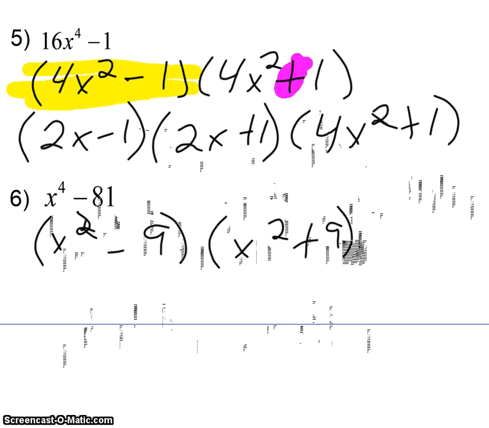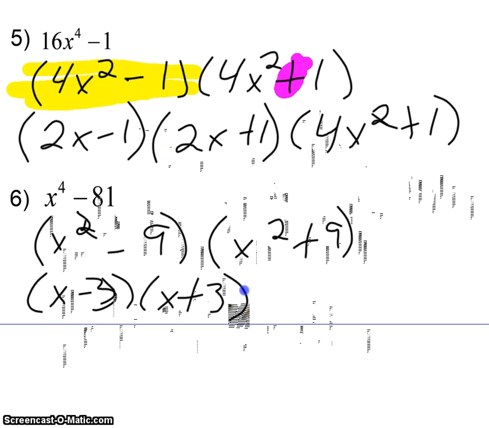All right, now x squared minus 9 can be factored. Again, that's also the difference of two squares. So it's x minus 3, that's a 3, times x plus 3. X squared plus 9 cannot be factored. That comes down. All right, let's keep going.